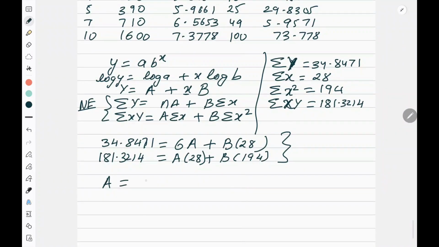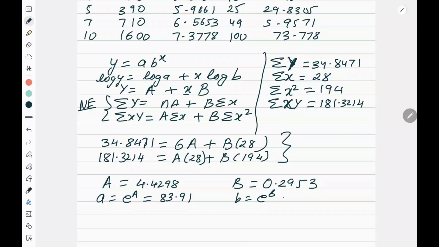So now capital A is equal to 4.4298 and capital B is equal to 0.2953. Okay, so small a is equal to e to the power A, which is equal to 83.91, and small b is e to the power B, which is equal to 1.3435. So my final answer will be y is equal to 83.91 into 1.34 to the power x. So this is my final answer.